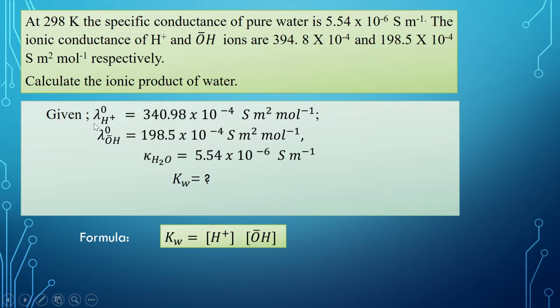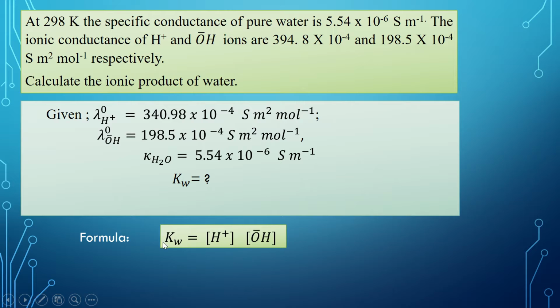Molar conductance of the H plus ion is 340.98 into 10 to the power of minus 4 Siemens meter square per mole, and molar conductance at infinite dilution of hydroxyl ion is 198.5 into 10 to the power of minus 4 Siemens meter square per mole. And the specific conductance of water is given in the problem, 5.54 into 10 to the power of minus 6 Siemens per meter. These are all given in the problem. Finally, we are asked to calculate the ionic product of water.